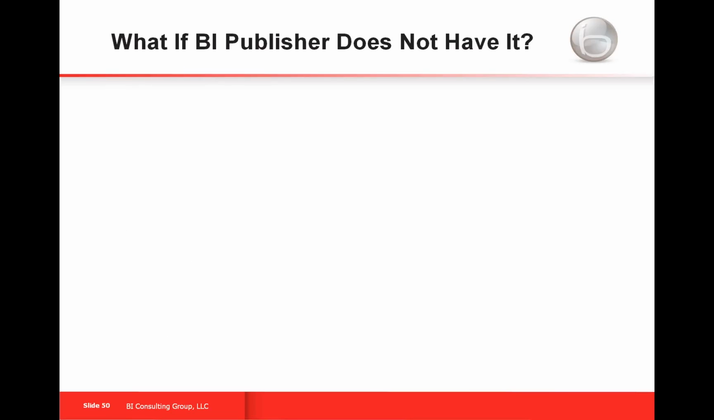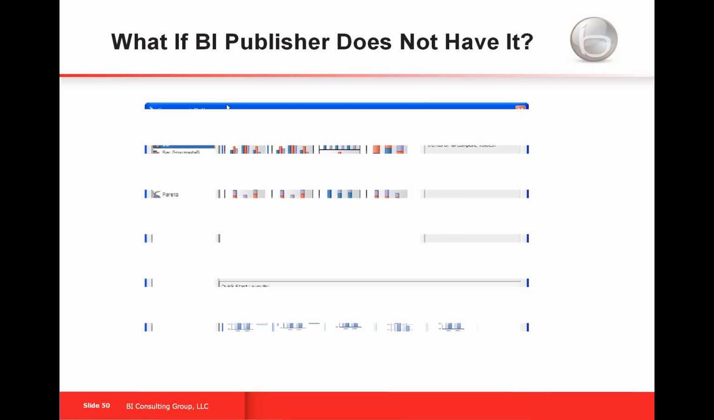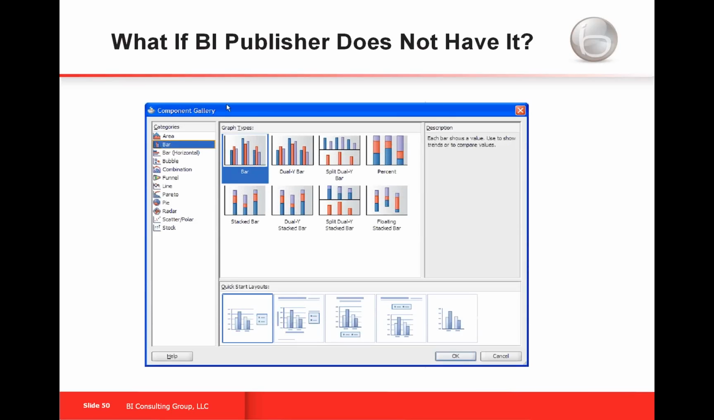So if BI Publisher doesn't have it itself, what you can do is, you can see I've got a little screenshot here. This is the gallery of the visualization tool, what's contained from a visual standpoint. So I can see, all right, from my bar, I've got all 8 possibilities open to me, including my floating stack. From a horizontal bar, I have all 8 possibilities there as well. I can leverage the stock. I've even got sample layouts I can see down through here. So now the question is, how can I get to this visualization and be able to leverage it?